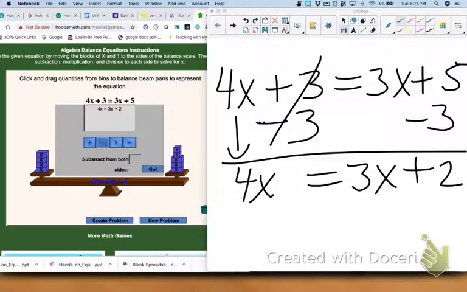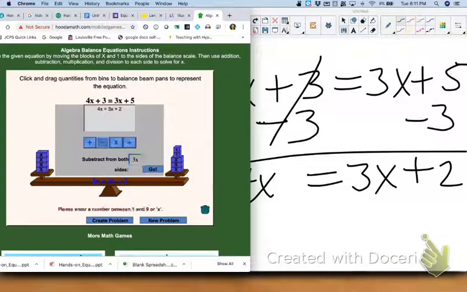And how do I get rid of a 3x? I do that by taking away the 3x's. And of course, taking away means subtract. So I am going to click subtract from both sides. And again, I wish I could just type in a 3x, but for some reason this won't let me do that. So I got to take away an x, go, take away another x, go, take away another x, and then go. Okay, so I subtracted 3 x's.